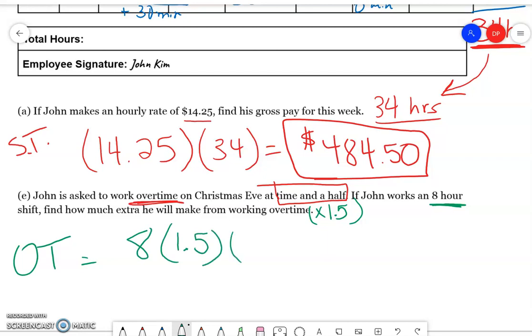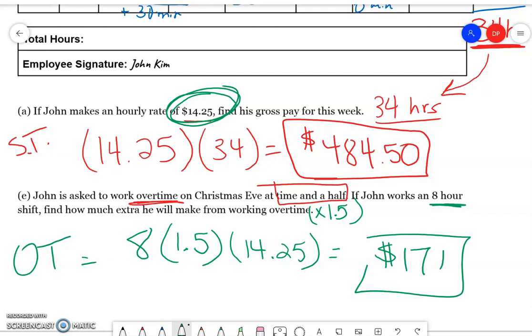So how much does he normally make in an hour? You got to look back at your previous question. $14.25. Multiply these out to get my overtime total. Looks like he made $171 for overtime. That's really good. One shift got him $171. He worked 34 hours to get $484.50, and one shift right there got him $171 working that Christmas Eve shift. So overtime is wonderful if you get a chance to work it and you don't have anything else going on. It's a great way to make extra money.